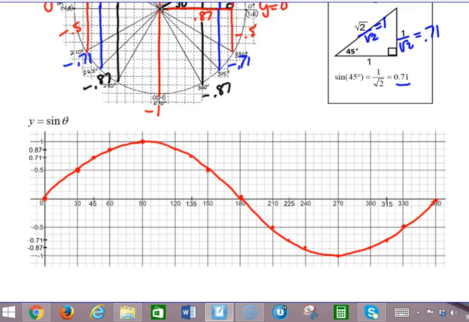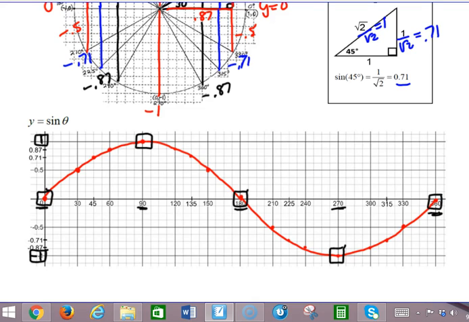I want to point out some key points that are really important to remember. Obviously the points where we're on the x-axis, and our high and low points, are really important. These are very key points. This is where we're at 0, 90, 180, 270, and 360. Those are important. And notice that we go up to a high of positive 1 and a low of negative 1.